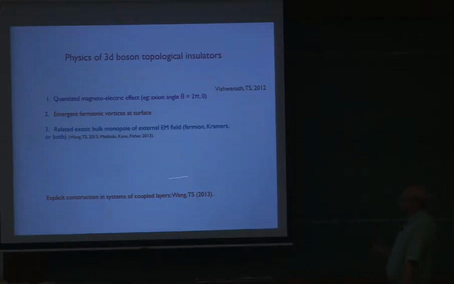And we'll see that there is some exotic property of the bulk monopole of the external electromagnetic field, just like in the standard topological insulator, and we'll see exactly what it is. Now we can explicitly construct these boson topological insulators in a system of coupled layers by starting with a known phase in 2 space dimensions and making a 3-dimensional system by stacking together an infinite number of layers of these, and then getting this system of coupled layers to undergo a phase transition from the set of decoupled 2D layers into a 3D phase. Right? So there's a construction which tells you that all these things that we are going to discuss actually happen in some phase of matter.